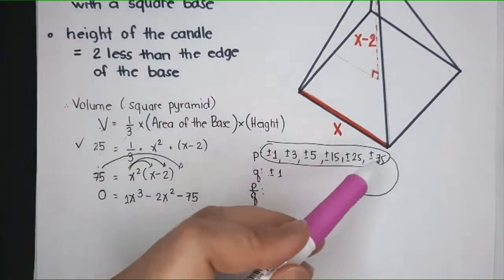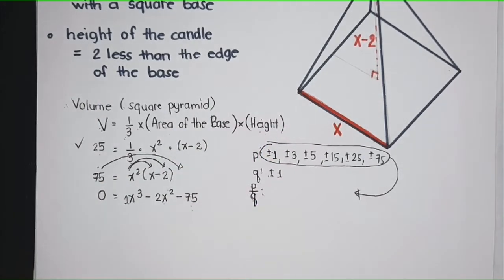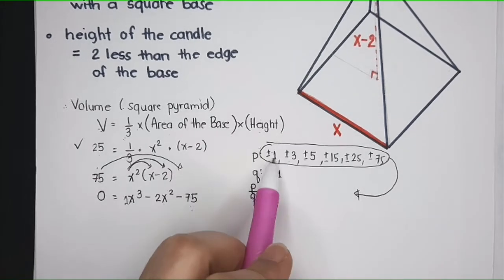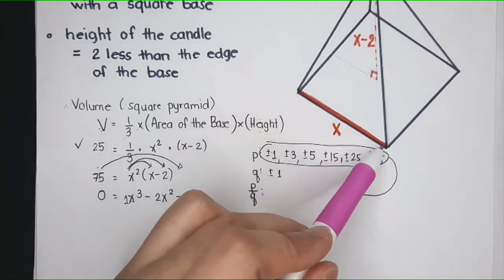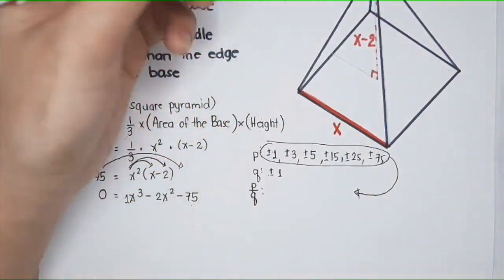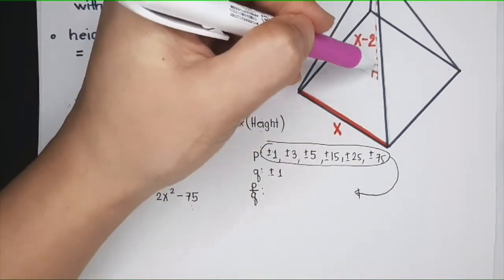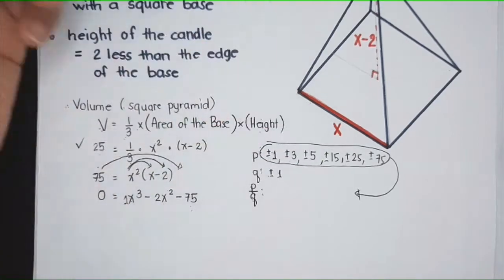Walang negative na edge. So, pwedeng wag nyo nang itry yung mga negative numbers. Ganon, kasi word problem naman ito. So, you may want to write that you are not going to include or to try all the negative numbers here because you are looking for the length of the edge of the base and the height of the candle. And there's no negative length of one edge and there's no negative height. Okay? So, mga positive na lang ang itatry ninyo.